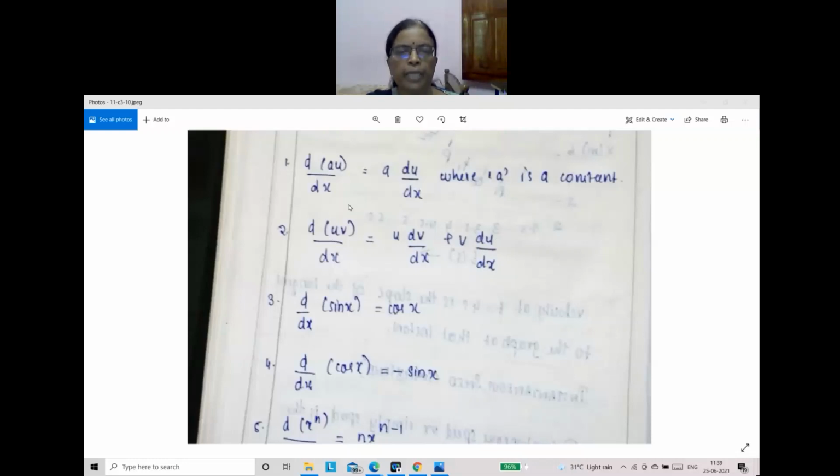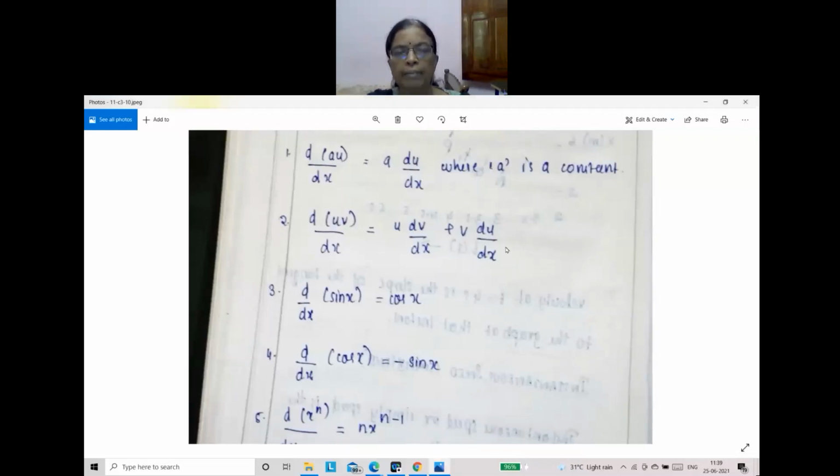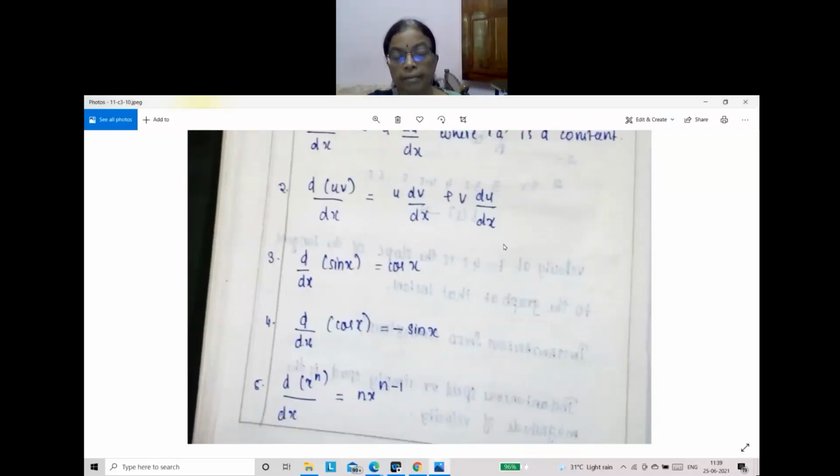So, when a product comes, d by dx of the differential coefficient of u into v. When a product comes, what will you do? First into the derivative of the second plus second into the derivative of the first. So, u into dv by dx plus v into du by dx. This is the formula. This way you have to study. When a product comes, this is how you differentiate it.